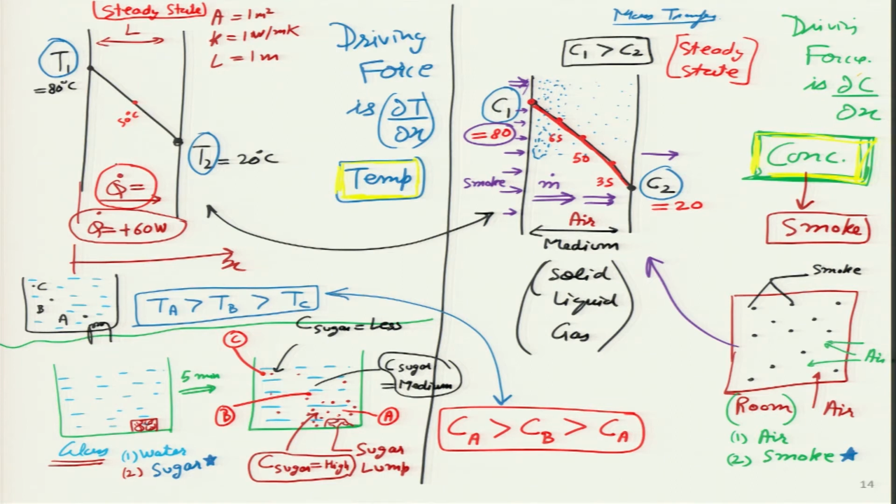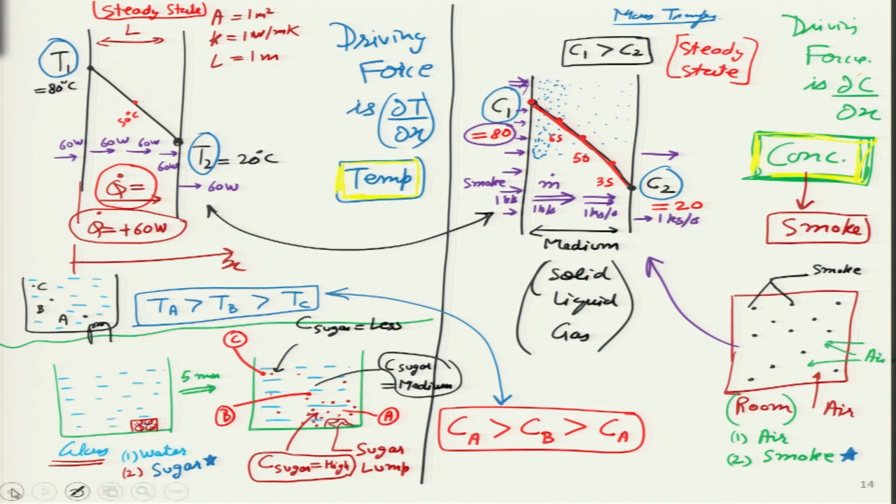Just like in our heat transfer, at every place the value is 60 watt, and then it comes out as 60 watt too. And what will be the units of mass transfer over here? Mass transfer is simply mass flow rate, kg per second. So, I can write 1 kg per second at every place, and then it comes out again as 1 kg per second.